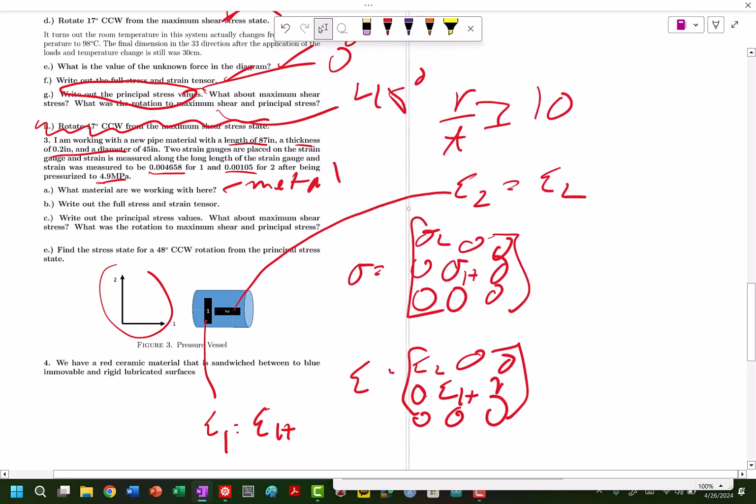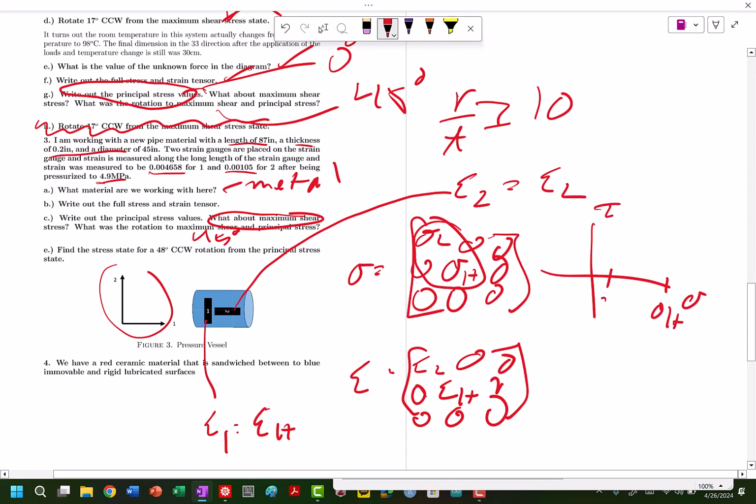We're already in principal stress. Maximum shear stress, we could actually find that the rotation is going to be 45 degrees, because remember, in our Mohr circle approach, hoop is always larger than longitudinal. We're in this stress state here.